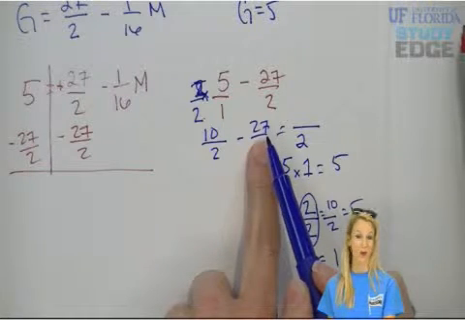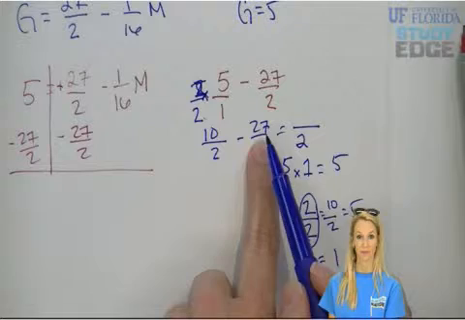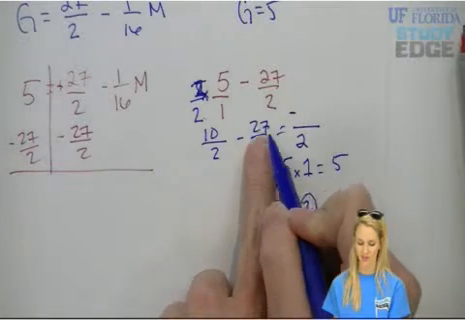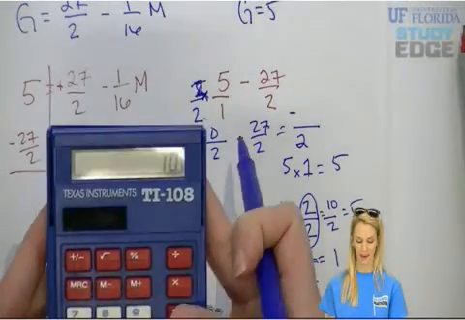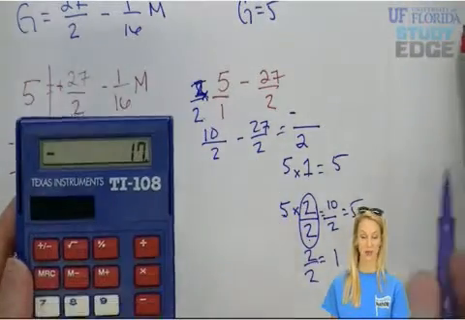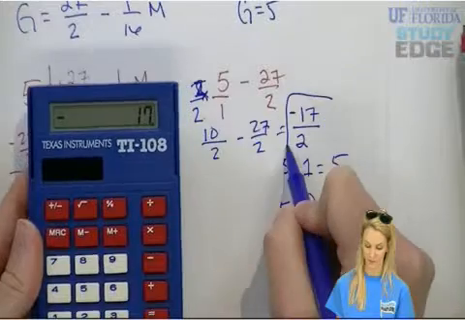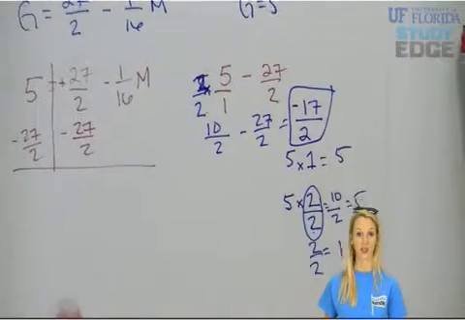Am I going to end up with a negative number or a positive? We're going to end up with a negative, because that 27 is being taken away from 10, and that 27 is bigger. So what is 10 minus 27? 10 minus 27 gives us a negative 17. Well, we just ended up with a negative 17 over 2.